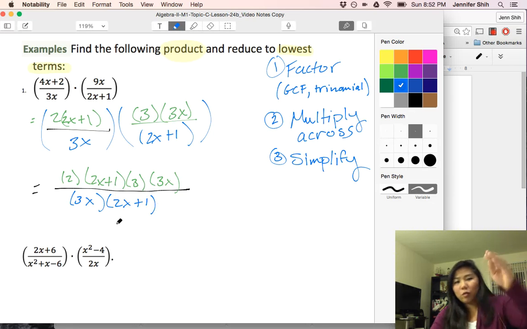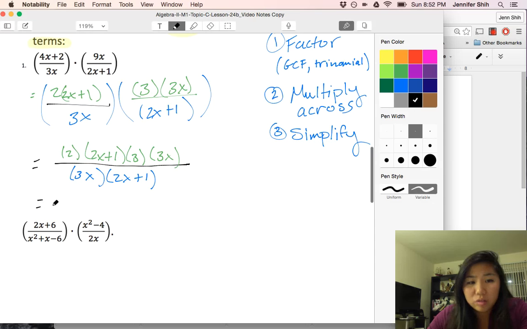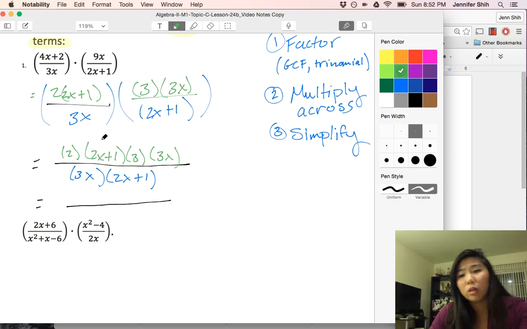Instead of crossing here and maybe crossing here and then losing track of my factors, the best practice that you can do right now to improve your skills is to stay organized. You're going to rewrite this expression once more, so that all of the factors that you want to simplify using the property of 1, you're going to line up.